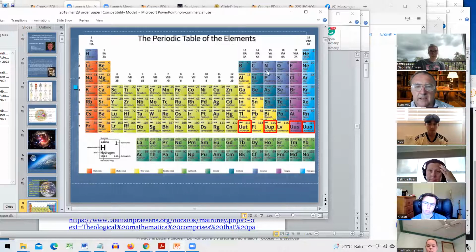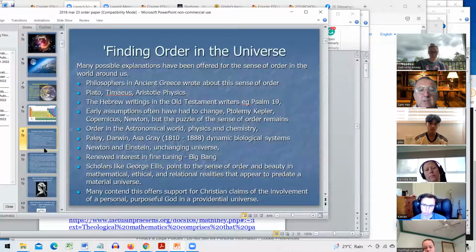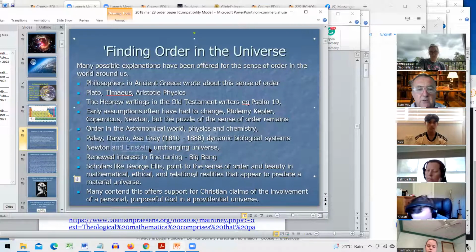And the carbon atoms, which give us life, no other element there, apart from possibly silicon, could give us that same sort of life. So finding order in the universe is explained by philosophers as reflecting the order that God brings to the universe, and many great scientists and mathematicians like Kepler, Copernicus, Newton, all felt this order pointed towards God being involved. Isaac Newton and Albert Einstein also felt that there was a sense of order in the universe.